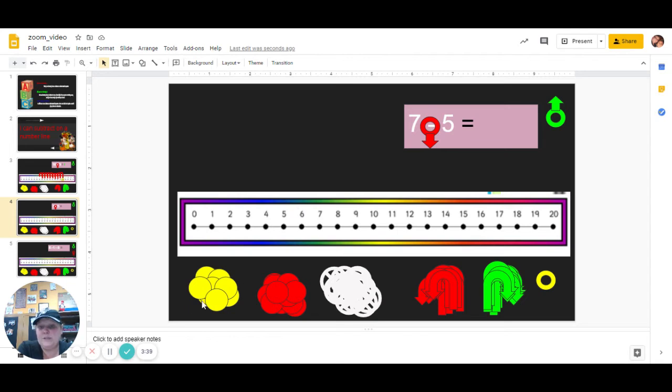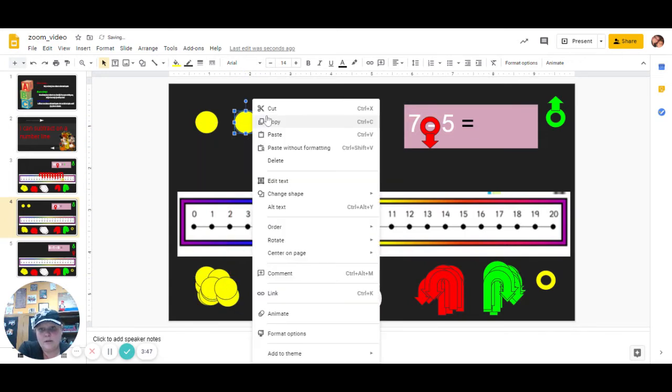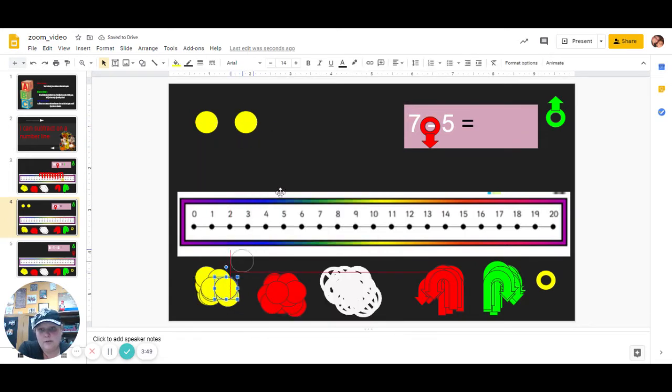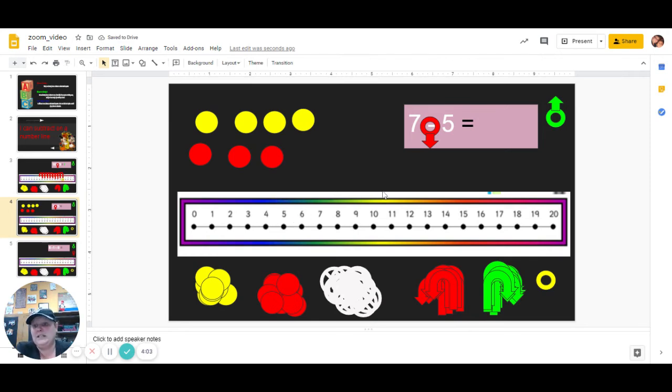So I'm going to use my yellows and my reds, and I'm going to use 7 of them. 1, 2, 3, 4, 5, 6, 7. You can use all one color. You can mix up the colors. It really doesn't matter. I'm going to subtract, so take away 5 of these.